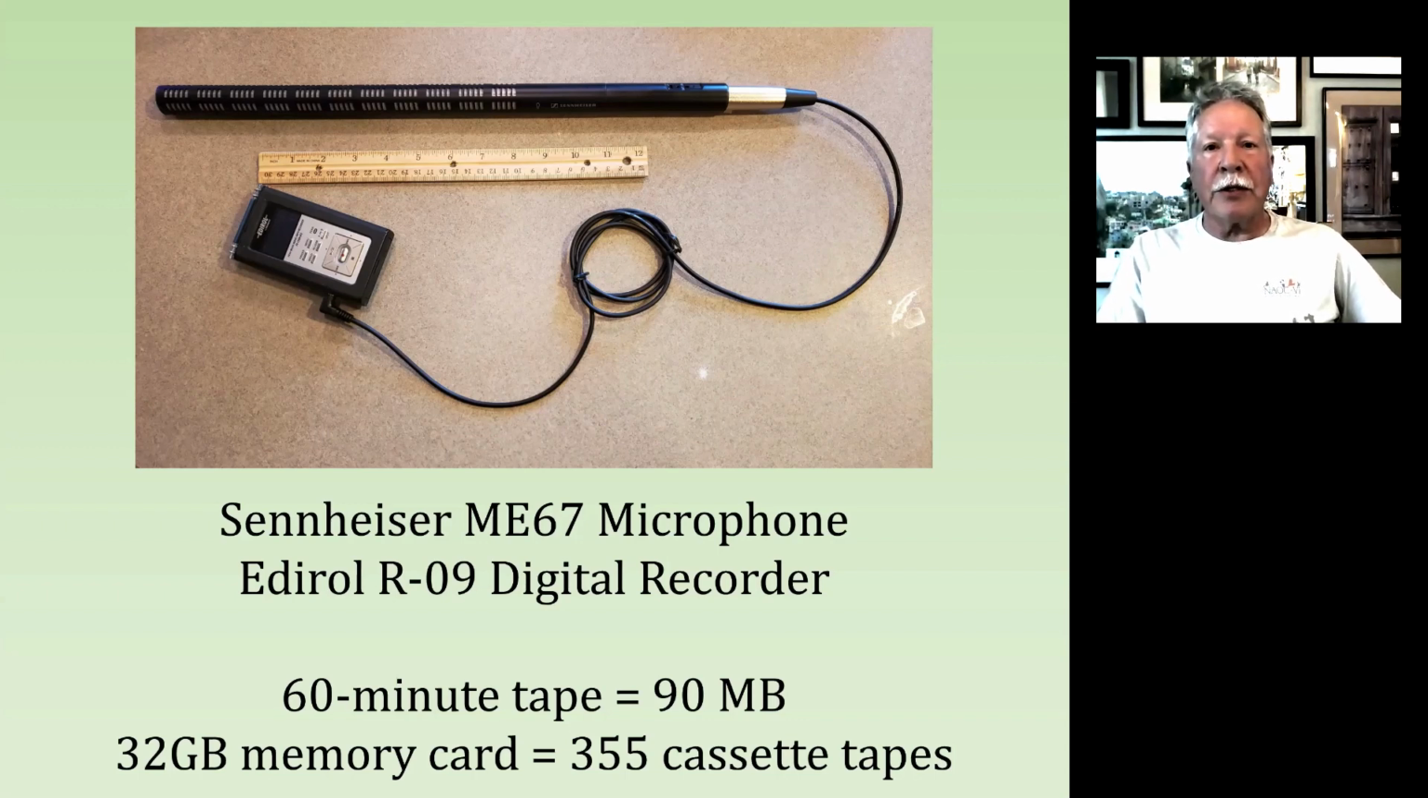And look at the storage differences, of course. In the old days, a 60-minute cassette held about 90 megabytes of information. And so today, a 32 gigabyte memory card that goes in one of these recorders is the same as 355 cassette tapes. So I've got the 355 cassette tapes in a box in the closet, mostly full of sage thrasher songs, which I will get to one of these days.